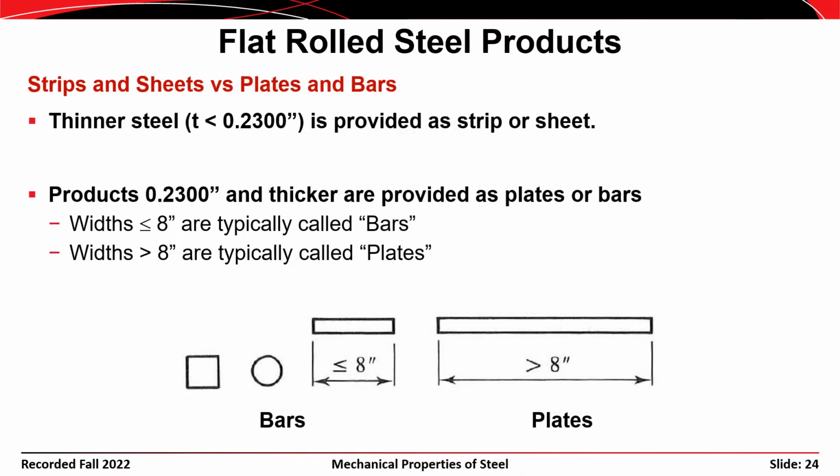Structural steel is considered to be anything that's a 1/4 inch or thicker. So the thinner steel products are referred to as strip or sheet with a thickness less than 0.23 inches here, or 1/4 of an inch roughly. And those are the types of steel products you're going to make a car out of, or washing machines, things of that nature. Products that are a 1/4 inch or thicker are available either as bars or plates. If you have a width that's less than 8 inches, you call it a bar. If you have a width that's greater than 8 inches, you call it a plate.